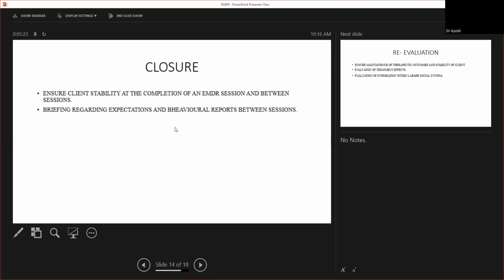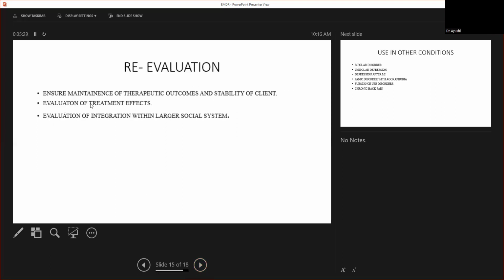Closure: ensure client stability at the completion of an EMDR session and between the sessions, with briefing regarding expectations and behavioral reports between sessions. Reevaluation: ensure maintenance of therapeutic outcomes and stability of the client. Evaluation of treatment effects. Evaluation of integration within the larger social system.